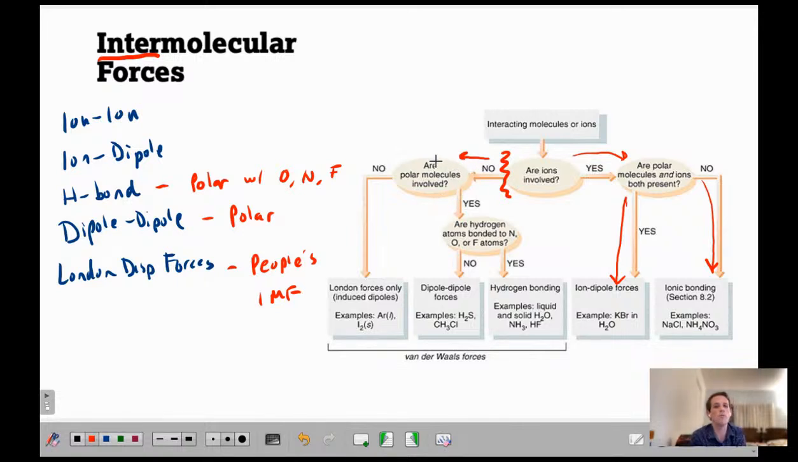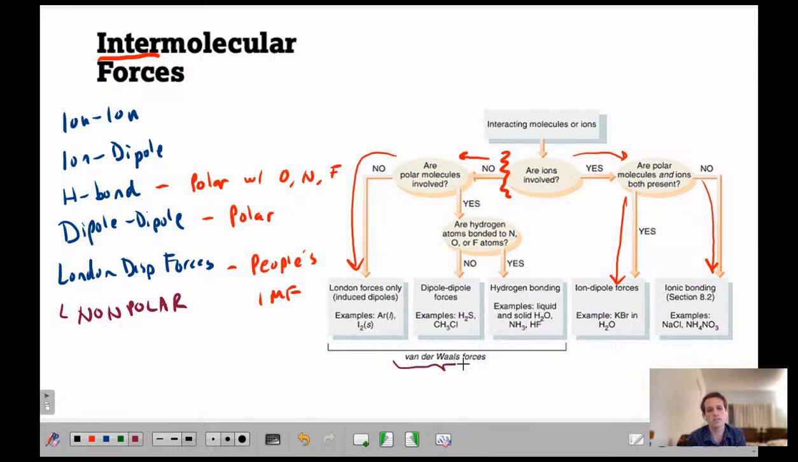We're going to ask ourselves, are polar molecules involved? And if the answer is no, we're going to go straight to London dispersion forces. And poor old non-polar molecules, that's all they get is London dispersion forces. Meanwhile, if there are polar molecules, you can have this dipole-dipole interaction, or you could have hydrogen bonding, and we'll get into these details in just a minute.